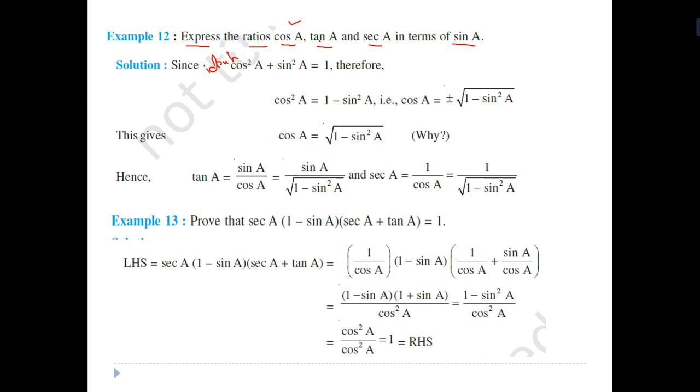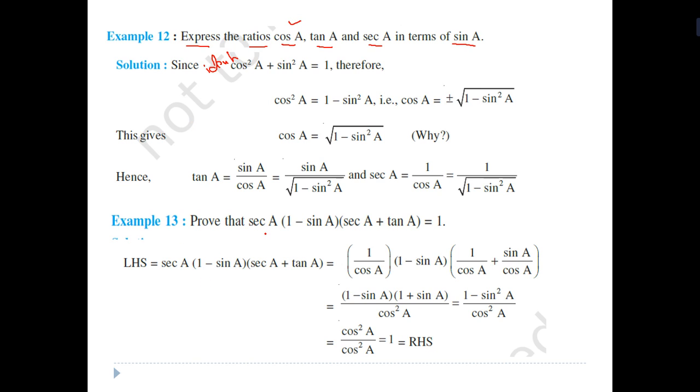Now tan A means sin A upon cos A, so we get sin A upon under root 1 minus sin square A. Now if I want the value of sec A, it is 1 upon cos A, which is 1 upon under root 1 minus sin square A. So that way we have all answers in sin form: cos A is under root 1 minus sin square A, tan A is sin A upon under root 1 minus sin square A, and sec A is 1 upon under root 1 minus sin square A. That type of question is in your exercise 8.5.